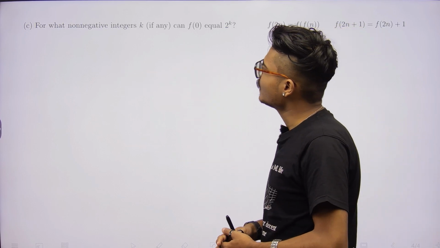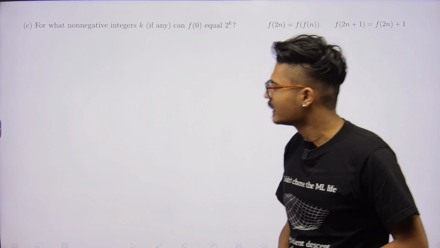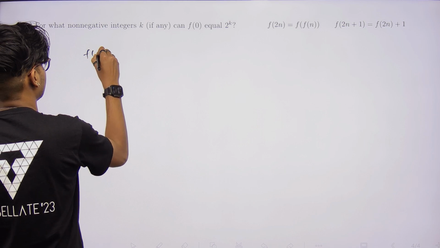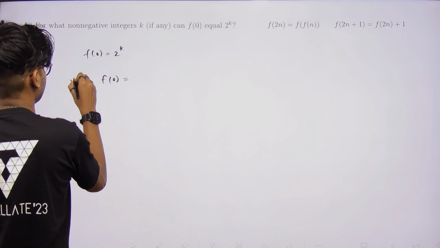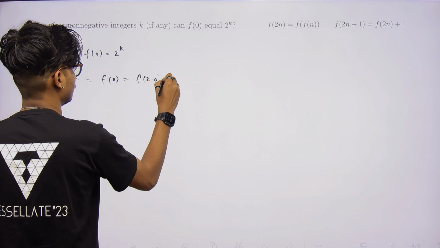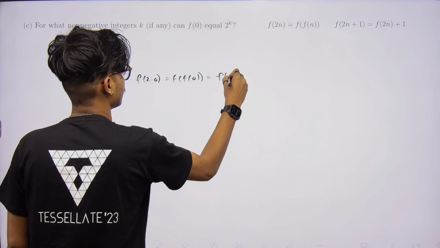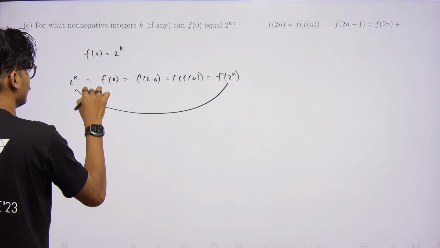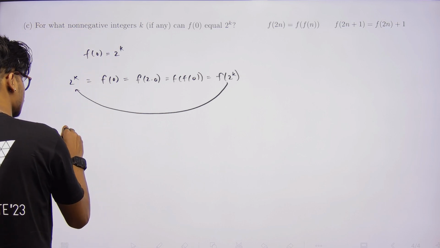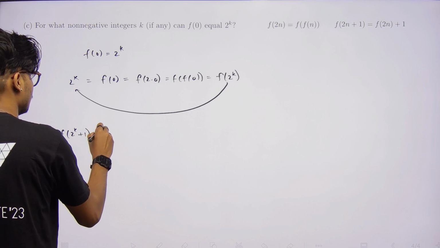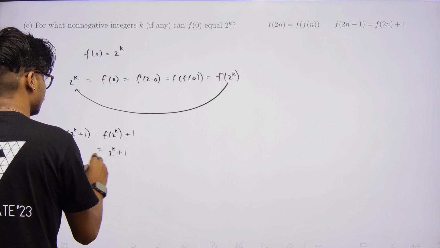So the third part is, for what non-negative integers k, if any, can f of 0 be equal to 2 to the power k? So f of 0 is 2 power k, right? So f of 0 is f of 2 times 0, which is f of 0, which is 2 to the power k, so f of 2 to the power k. So from here we can say that f of 2 to the power k is actually going to be equal to 2 to the power k, right? And from here we can also say that f of 2 power k plus 1 is just going to be f of 2 power k plus 1, which is 2 power k plus 1, right?